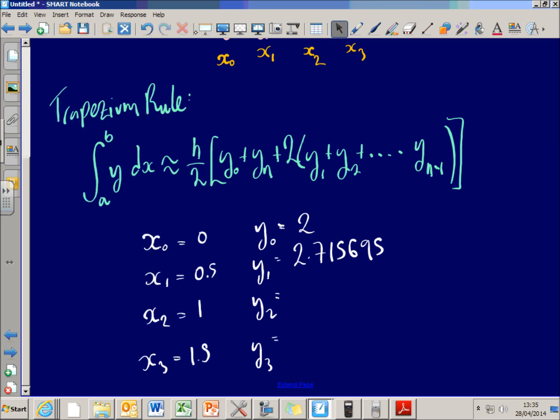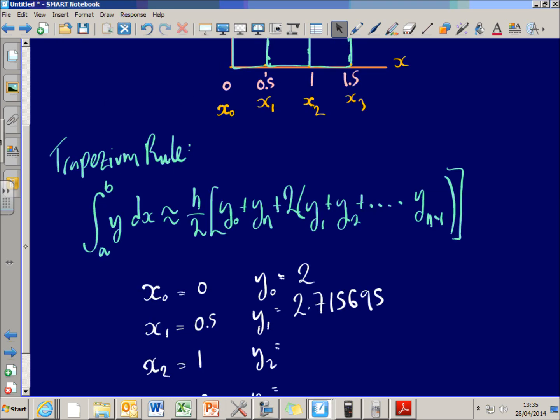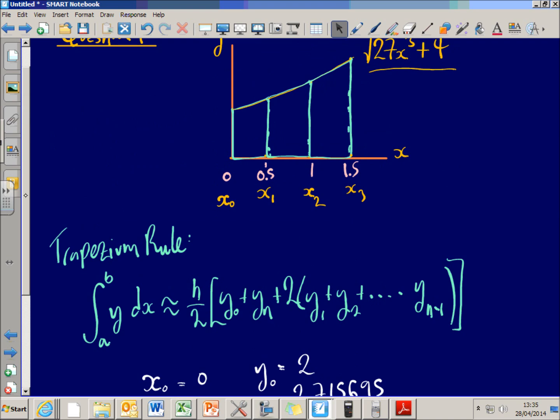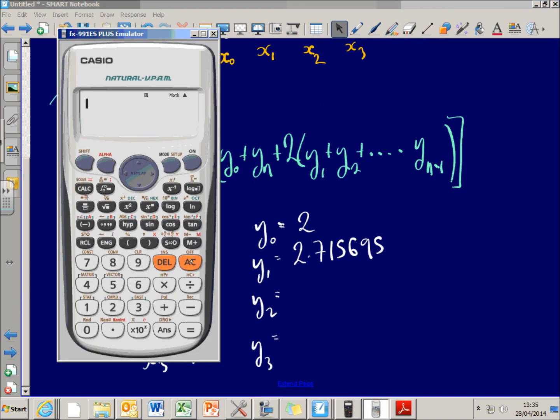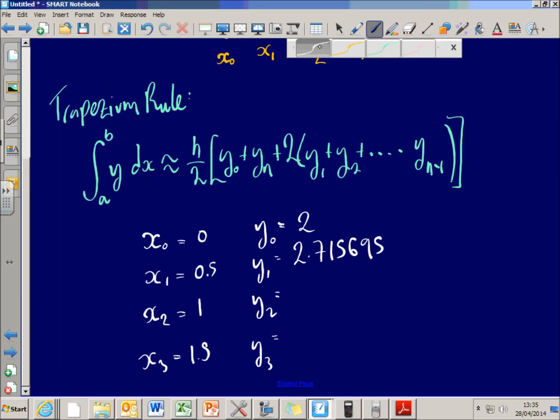For y2, I just have to put 1 in. When I put 1 in, I'm going to get 27 plus 4, which is 31. Root 31. So I'll just do root 31 in the calculator. Okay, 5.567764. What was it?